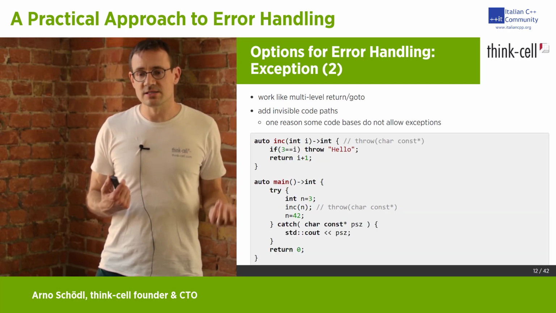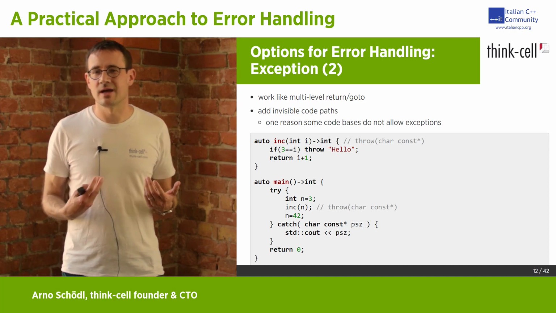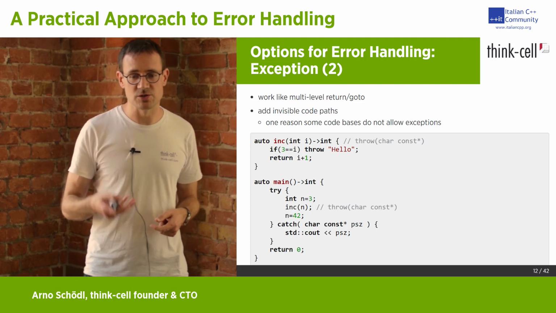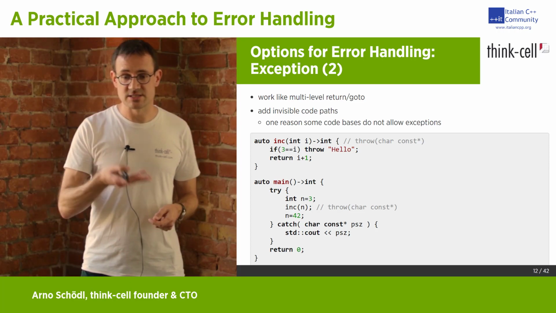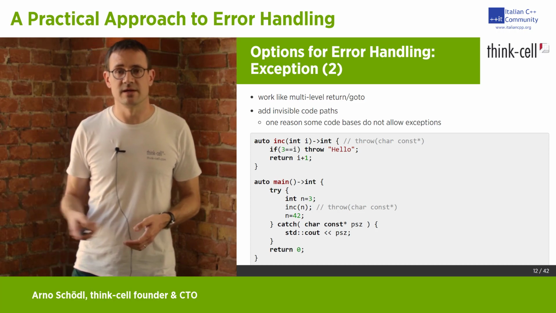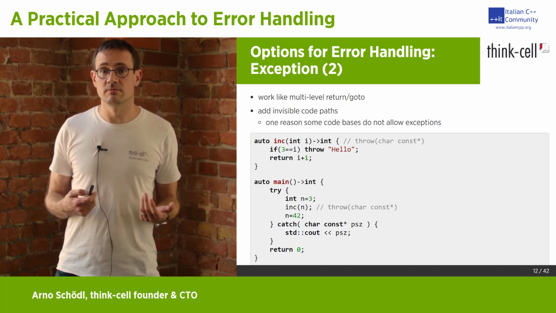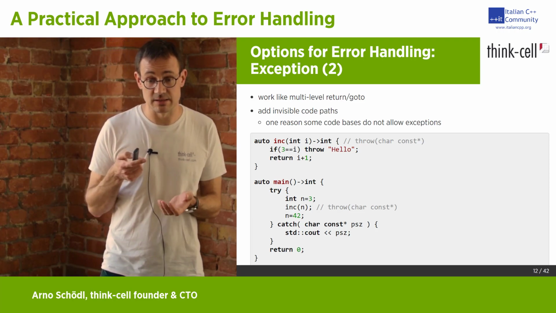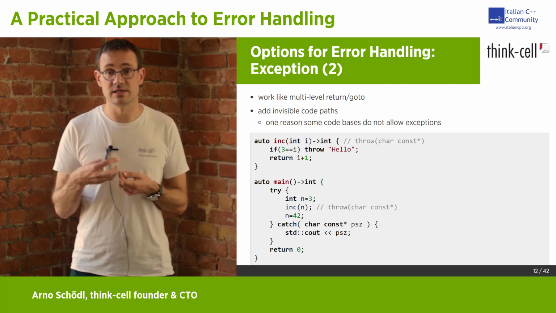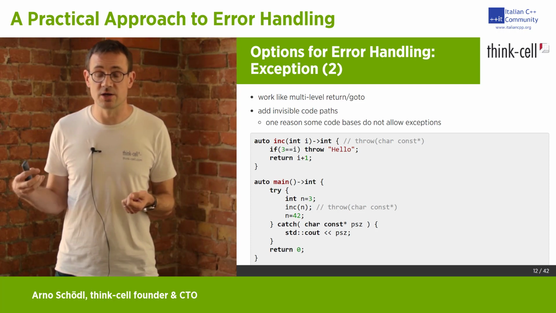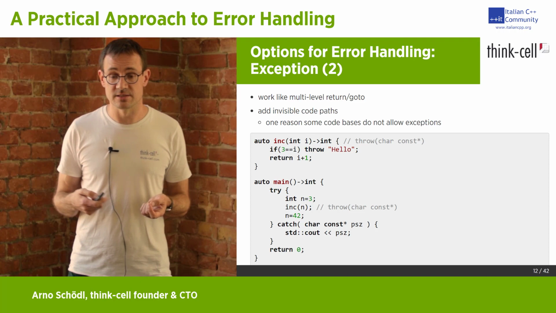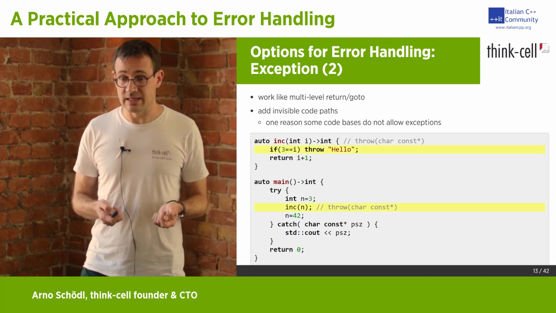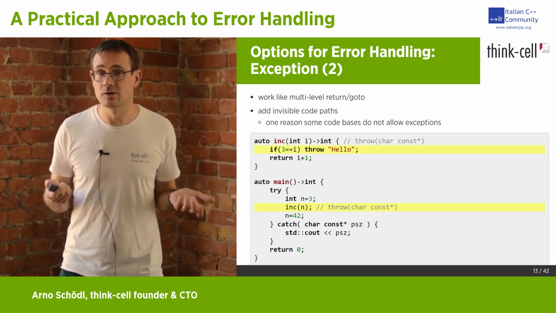So what are pros and cons of exceptions? Exceptions work a little bit like multi-level gotos in the code. So say you have a main and you have an increment, and inside the increment there's an if 3 equals i, then it throws something. And that throw makes the control flow leave that function immediately, and then it reappears in the increment call in main, and there it also leaves the control flow and goes to the catch clause. Now, I could be a little bit mean and say, well, really, it's a bit like a goto, right?